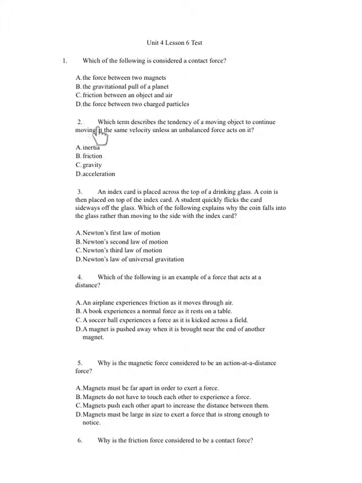Number 2. Which term describes the tendency of a moving object to continue moving at the same velocity unless an unbalanced force acts on it? A. Inertia. B. Friction. C. Gravity. D. Acceleration.